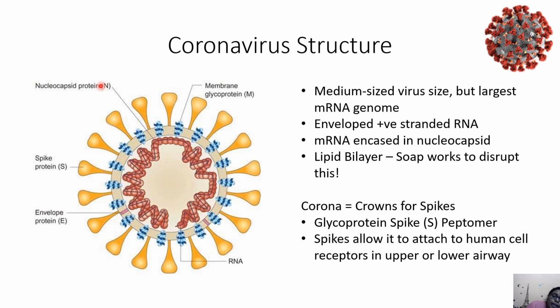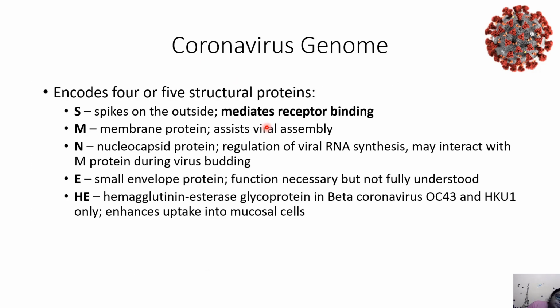This is a glycoprotein spike, and the spikes allow it to attach to human cell receptors in the upper or the lower airway. The coronavirus genome basically encodes 4 or 5 structural proteins. The spikes are obviously the most studied one because they are on the outside. They give it a crown-like appearance, the corona name comes from that, and they mediate receptor binding. The spikes can attach to the ACE2 receptor on human cells, and that mediates receptor binding.